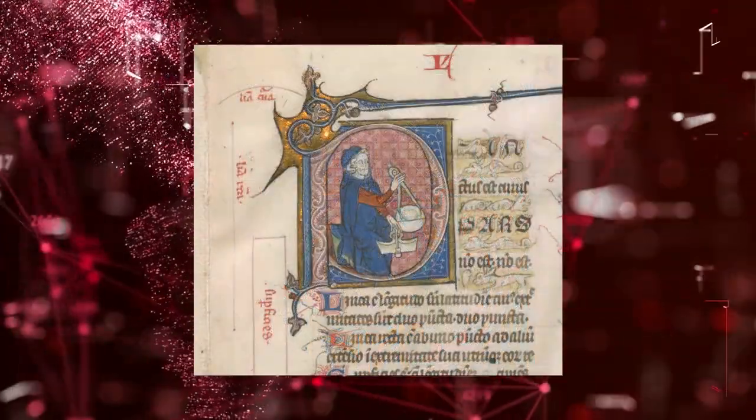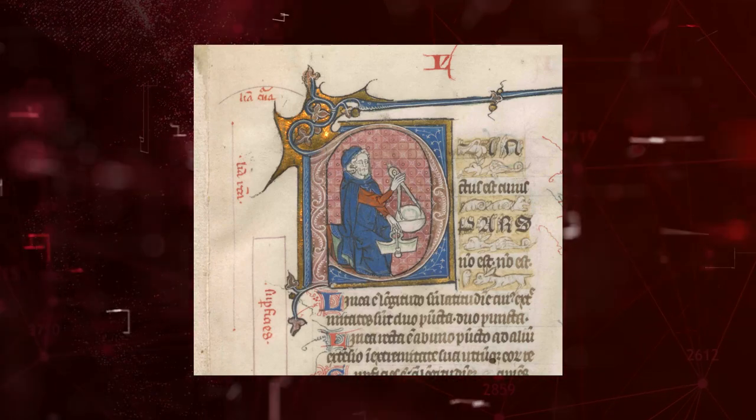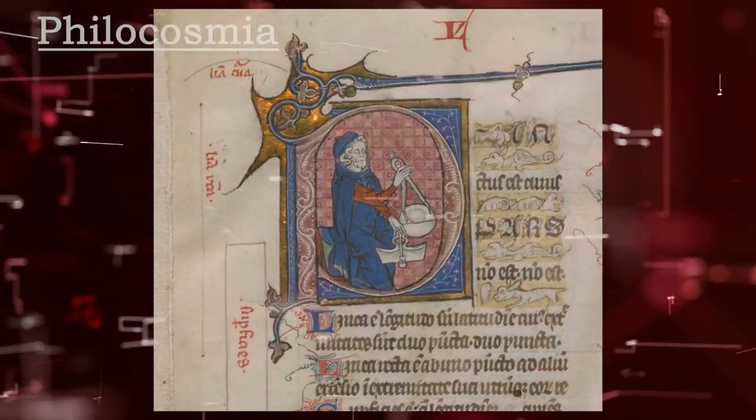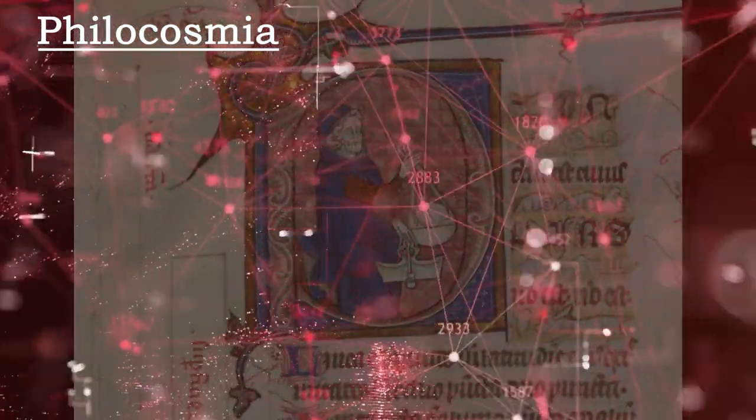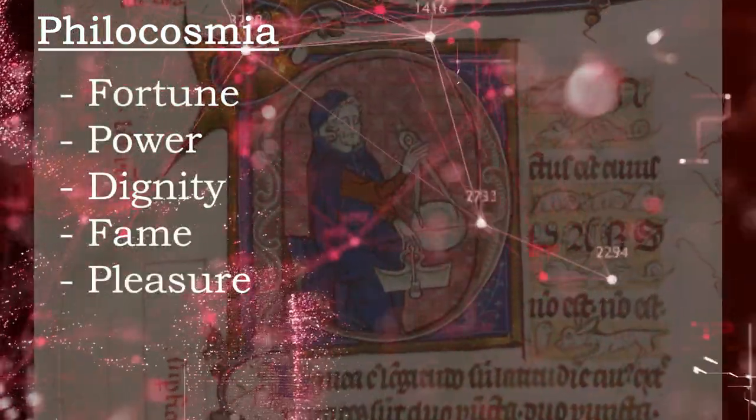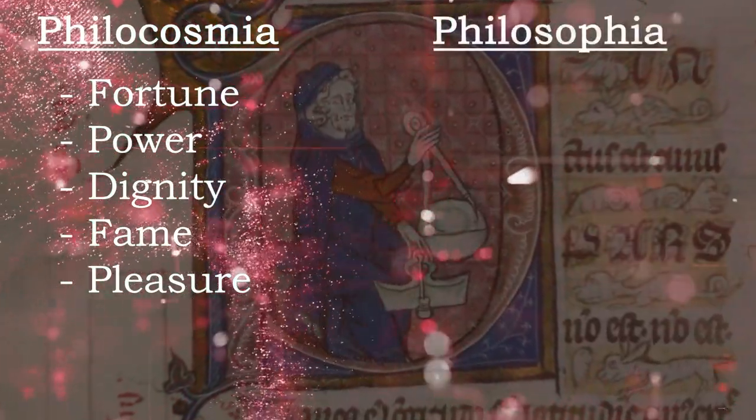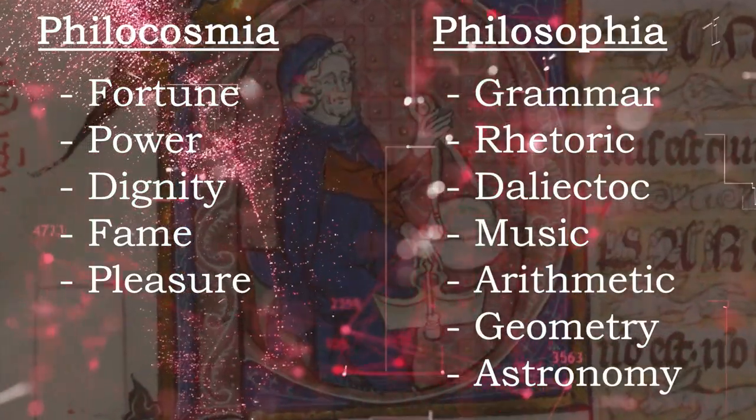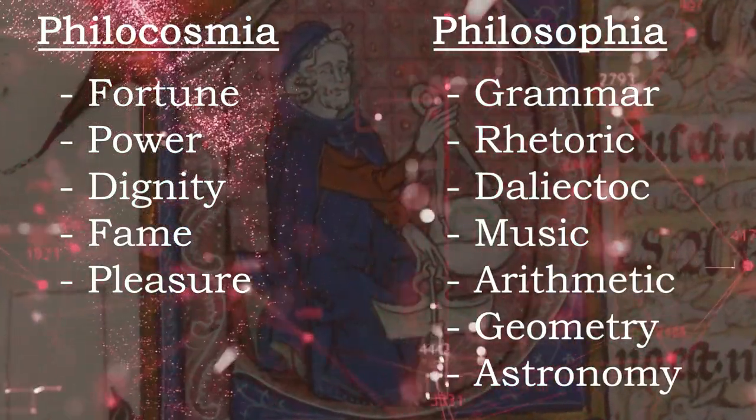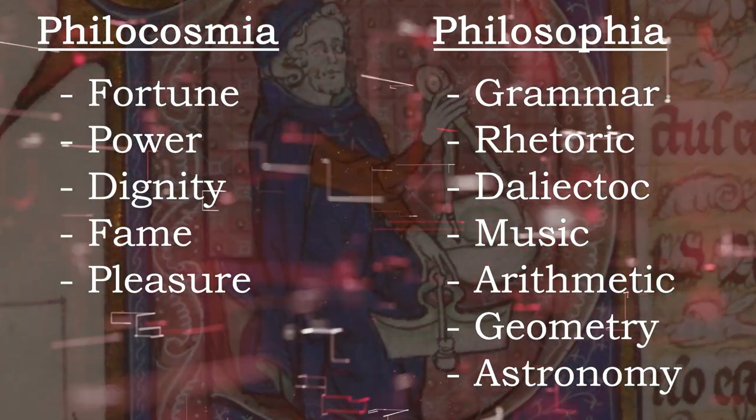Of Adelard, we know that he composed an allegory, where two deities dispute among them: Philocosmia, who is followed by the five foolish satisfactions of fortune, power, dignity, fame, and pleasure, and Philosophia, who is attended by the seven liberal arts and sciences. From this, we must suppose that the speculative science of the Spanish Kabbalists would have appealed to him.